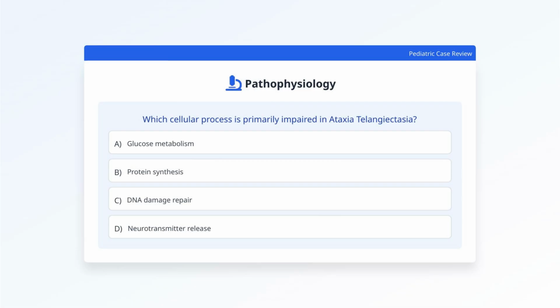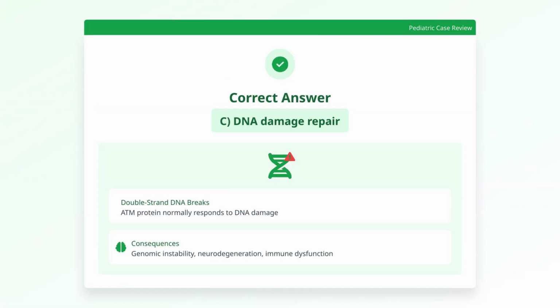Which cellular process is primarily impaired in Ataxia telangiectasia? A. Glucose metabolism. B. Protein synthesis. C. DNA damage repair. D. Neurotransmitter release. The correct answer is C.